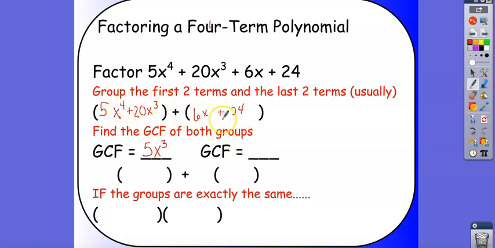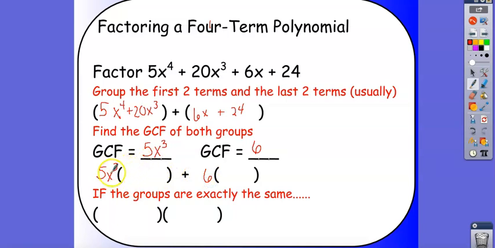If I come over here, they both have a 6. I can divide 24 by 6 evenly, and that's it. They don't share anything else. They don't share that x. So I come over here, I put this 5x cubed here, and put this 6 there.